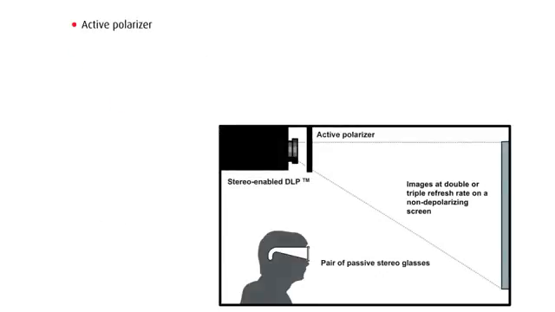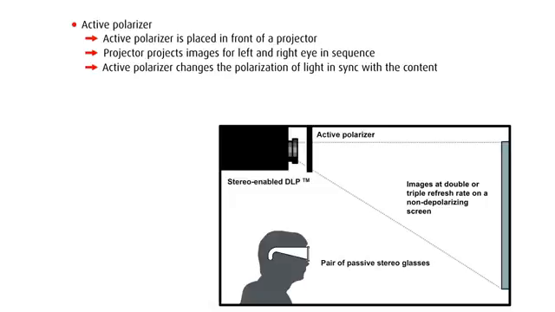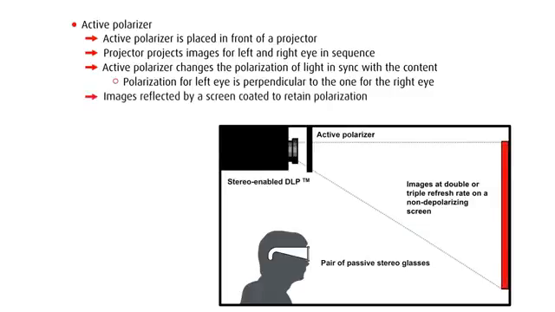The first way to transfer different images into the left and right eyes of spectators in a cinema or auditorium is to put a so-called active polarizer in front of a projector. This is also called sequential stereo. The projector projects images for the left and right eye in sequence. The active polarizer changes the polarization of the light from vertical to horizontal in synchronization with the image content, making sure that the polarization for the left eye is perpendicular to the one for the right eye. The light is reflected by a screen that's coded to retain the polarization. Because the spectators are wearing passive 3D glasses with perpendicularly polarized lenses, they can see 3D images.